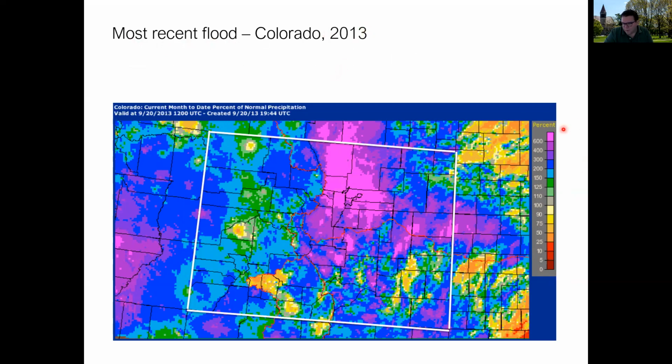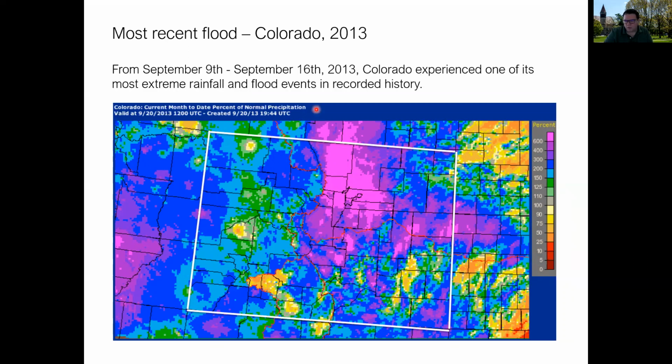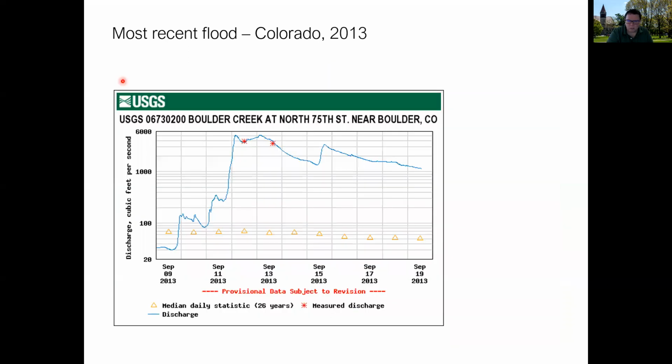This is a map here that shows you Colorado. Here's the front range of Colorado, and this shows percent precipitation relative to normal precipitation. You'll notice that in the front range of Colorado back in September of 2013, you saw 600% of normal precipitation. That was equivalent to, I think, just a few days, less than a week, in which Colorado experienced more rainfall than it does in a normal annual rainfall, and created one of the biggest flood events in our recorded history.